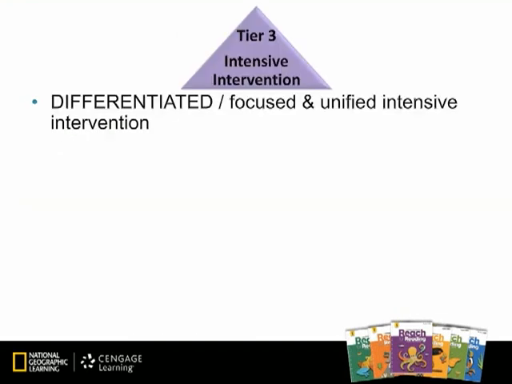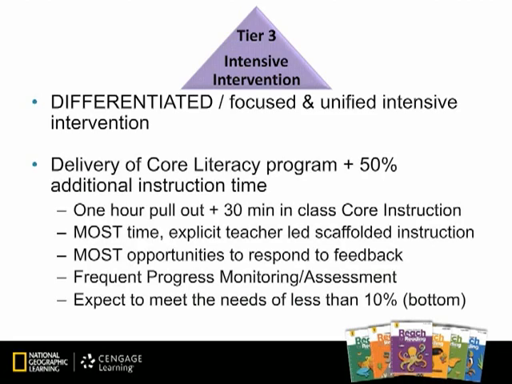Tier 3 instruction provides intensive intervention for students either identified as special education or potential special education students. Generally, less than 10% of the student population are considered Tier 3. Some states identify Tier 3 as special education, others as watch. Regardless, students receive at least 60 minutes of intensive intervention plus 30 minutes of core instruction.